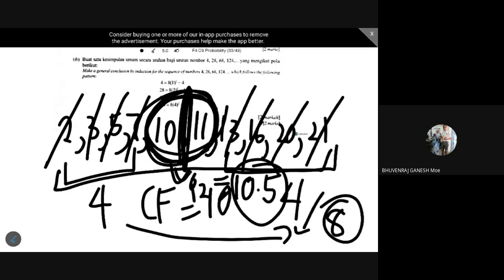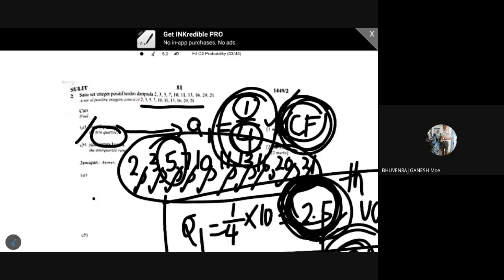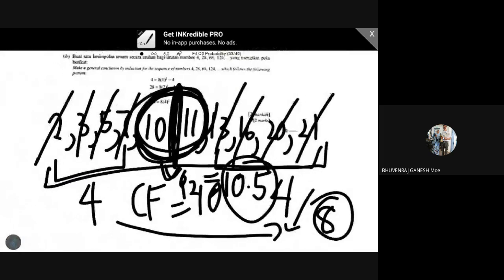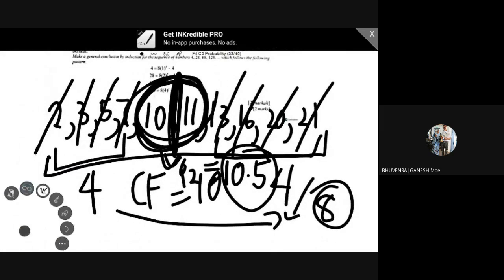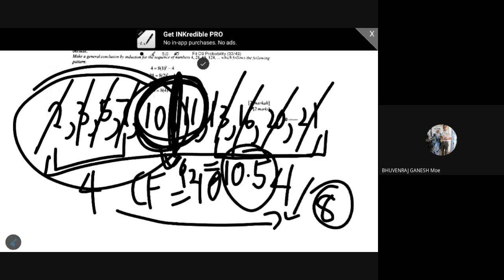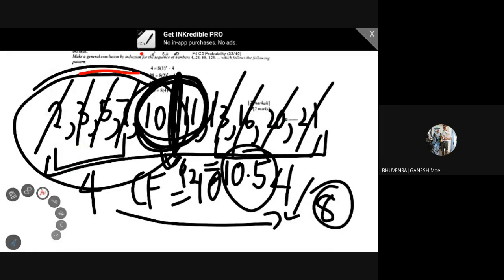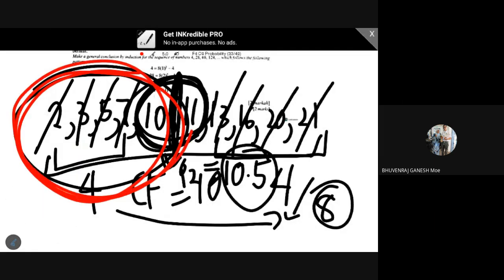Tapi soalan nak Q1, kuartil pertama, first quartile. Yang ni kamu cari kuartil kedua, second quartile. Okay, so you need to do some more method actually. Kamu kena buat lebih sikit. So this one over here, sekarang kamu cuba potong. Kamu fokus kat sini ya guys. Focus your eyes over here. Let me change color first. Wait, okay. Focus here. Now kita nak kuartil pertama.